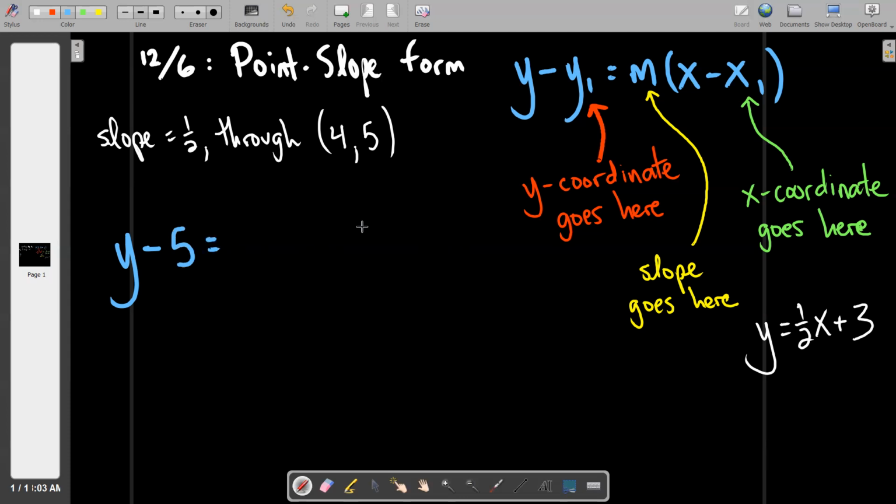equals. And then, of course, where it says m, well, that's easy. I'm going to put 1/2. And then I'm going to open a set of parentheses, and I'm going to put x minus, and what's going to go in place of the x coordinate? 4. Very good.